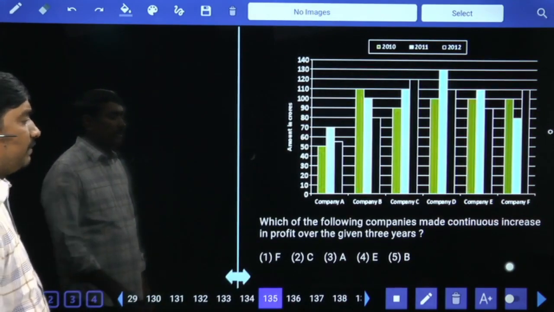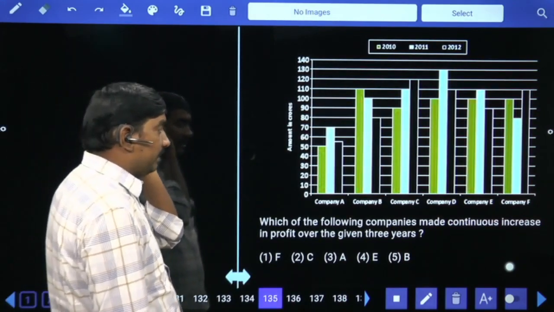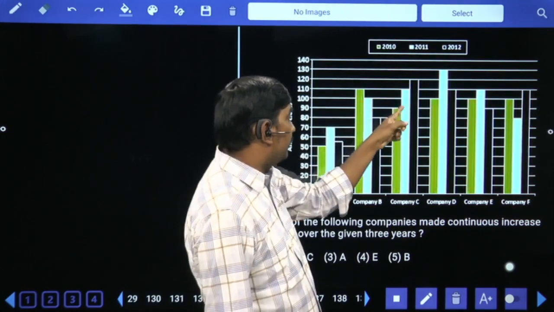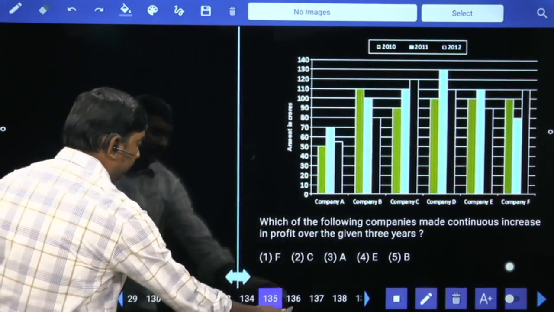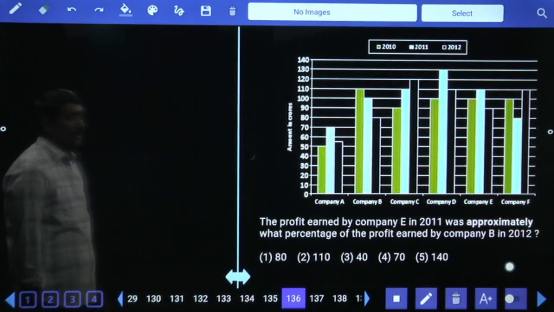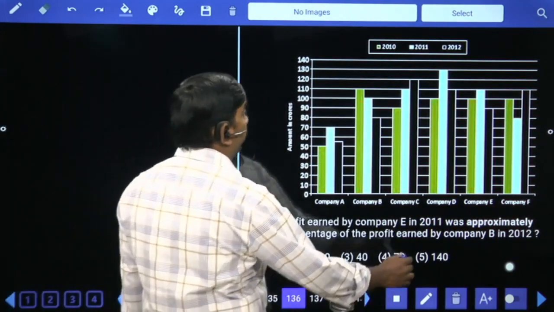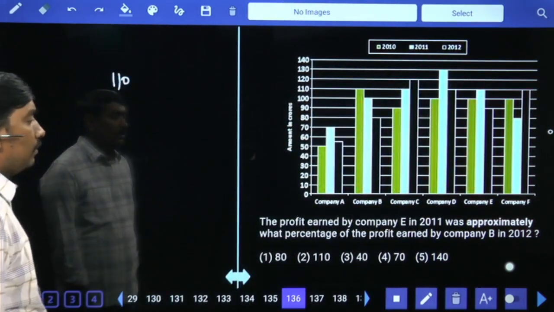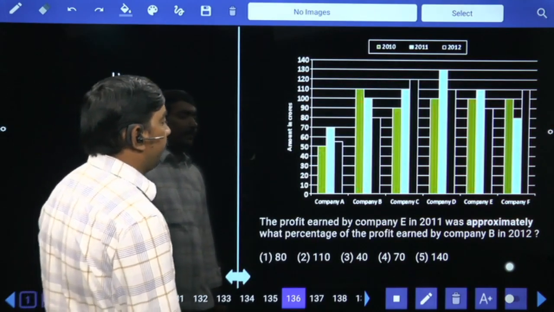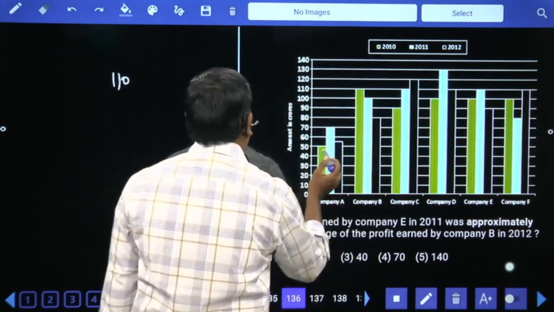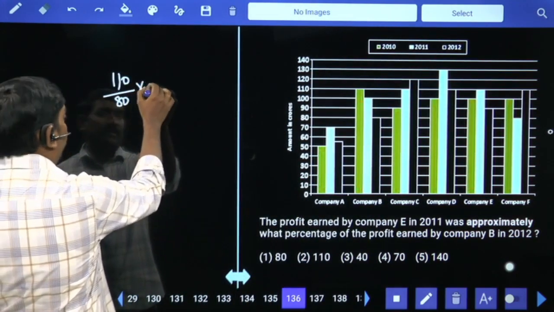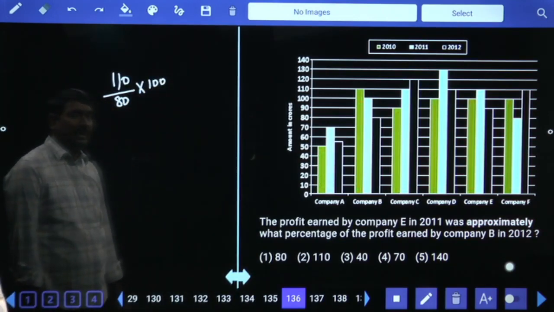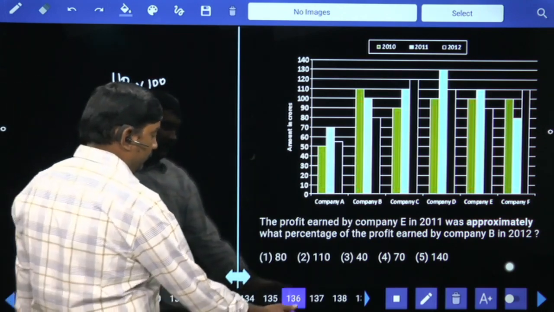Which of the following companies made continuous increase in profit over the given years? Increase, decrease, decrease, increase. Continuous increase for company C. The profit earned by company E in 2011, 110 crores, is approximately what percentage of the profit earned by company B in 2012? Company B in 2012 means 80. 110 is what percent of 80? 13 8s are 104, 14 8s are 112, approximately 140%.